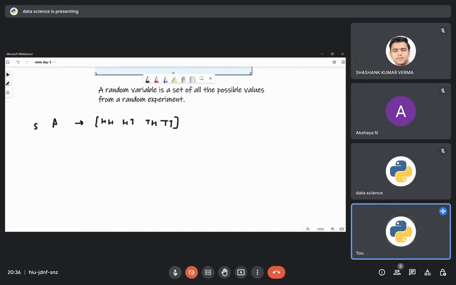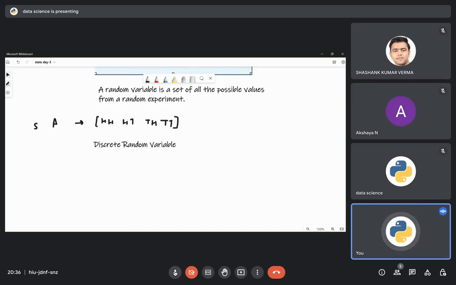Okay. Now we are going to discuss that there are different types of random variable. One is the discrete random variable. What is a discrete random variable? Let me talk about the discrete random variable. So a discrete random variable is one that may take on only a countable number of discrete values.